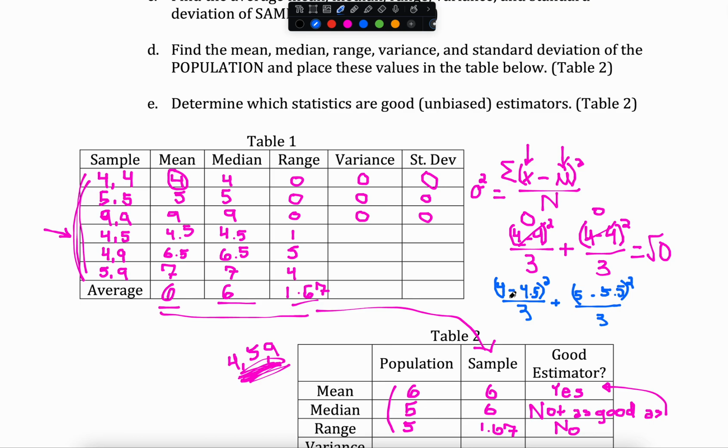4 minus 4.5 is negative 0.5, and 0.5 squared is 0.25, and that's positive. So this is 0.25 right here, divided by 3. I should have done that. 0.25 divided by 3 is 0.083 repeating. So let's go 0.083.